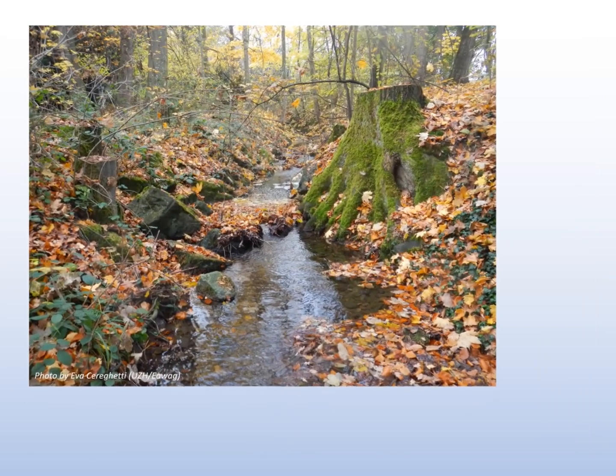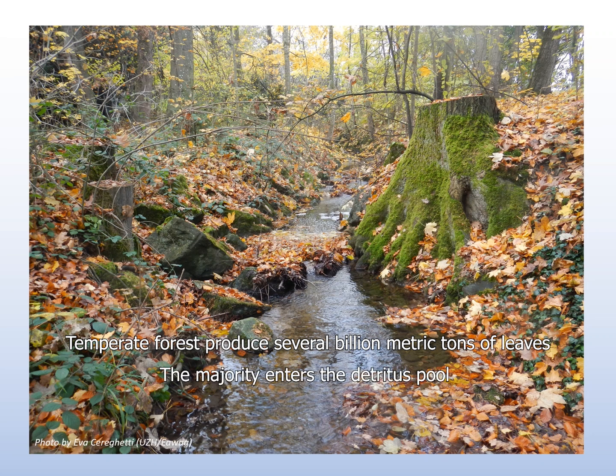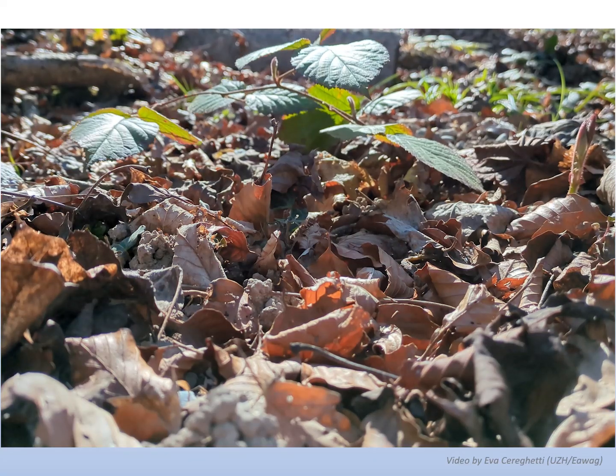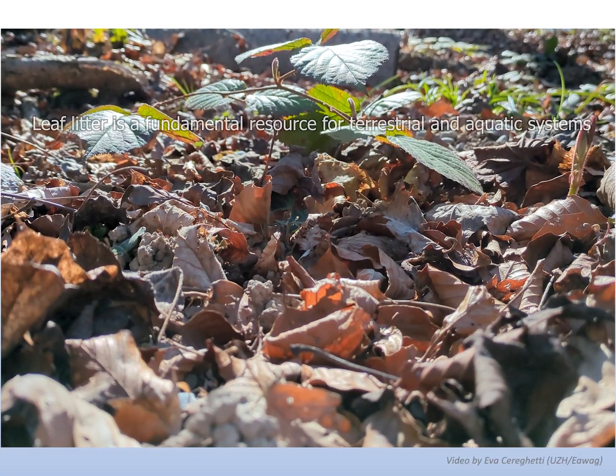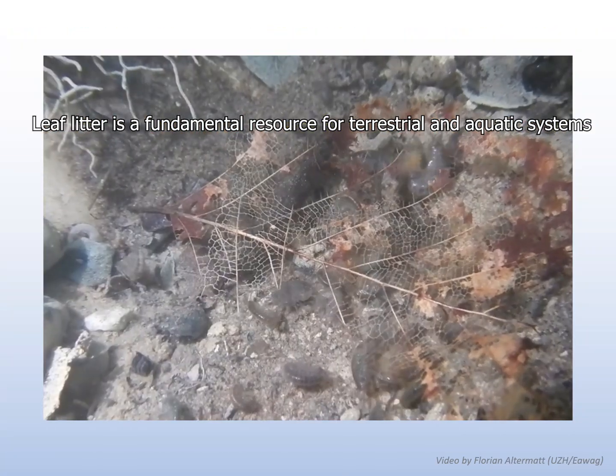Here, we focused on leaf fall in temperate ecosystems and the role of leaf litter across the seasons. Every year, temperate forests produce several billion metric tons of new leaf material. The vast majority of this production enters the detritus pool. This leaf litter detritus is a fundamental resource of carbon and nutrients for terrestrial food webs and for aquatic ones.